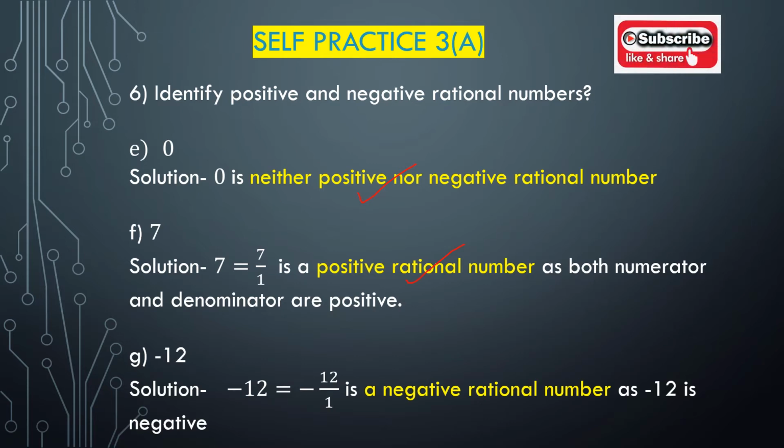G. Minus 12. We can write minus 12 as minus 12 divided by 1. Here numerator minus 12 is negative and denominator 1 is positive. So this is a negative rational number. Minus 12 is a negative rational number.